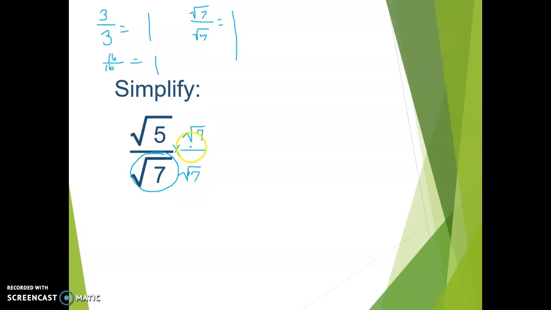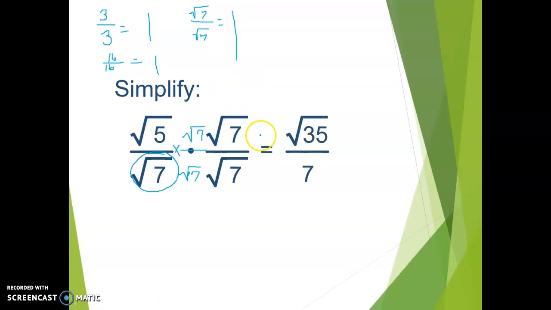Our 1 just looks a little bit different because what we want to accomplish is to get this radical out of the denominator. So we multiply both the top and the bottom by a radical that will help us rationalize this denominator. When we multiply fractions, we just multiply numerator times numerator, and denominator times denominator. So square root of 5 times square root of 7 is the square root of 35, and square root of 7 times square root of 7 is 7.